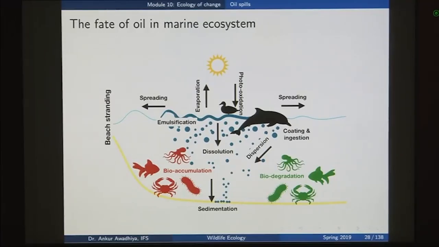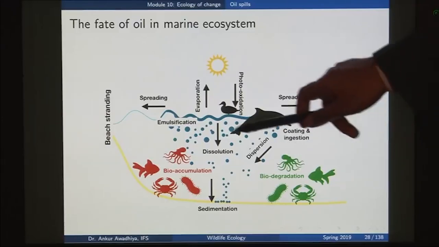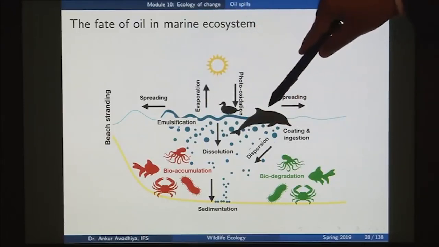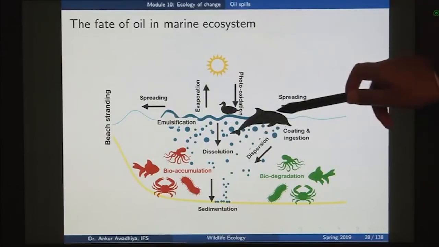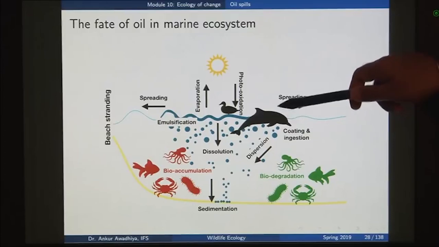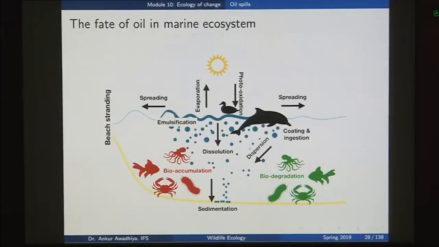And also another process would be that of coating and ingestion. Because you have these hydrocarbons on the surface, if there is a bird that comes to the surface, or a dolphin that reaches the surface to get air, these animals will be coated with the oil. And if this oil is able to reach their mouth parts, they will also be eating up some part of oil. So, there will be these processes of coating and ingestion.